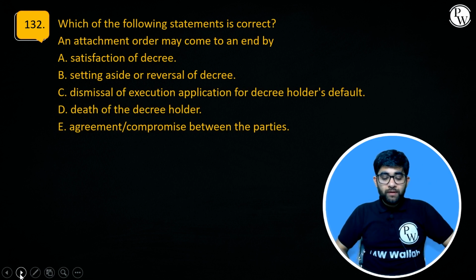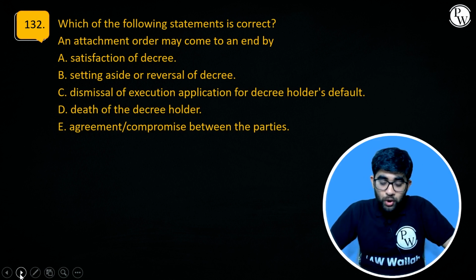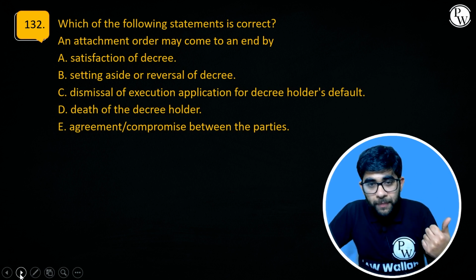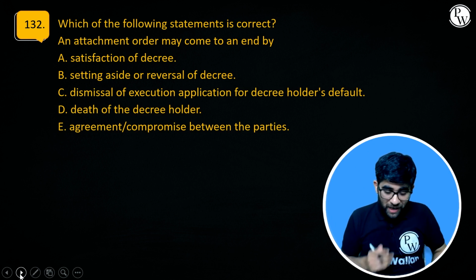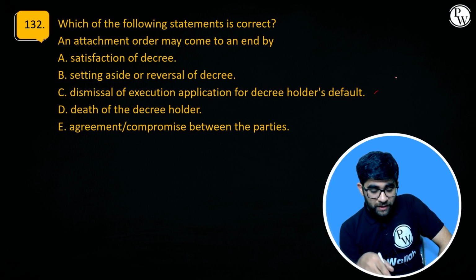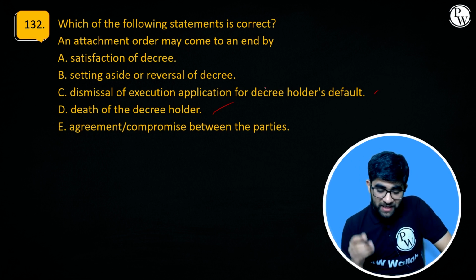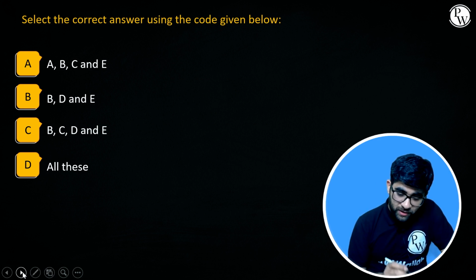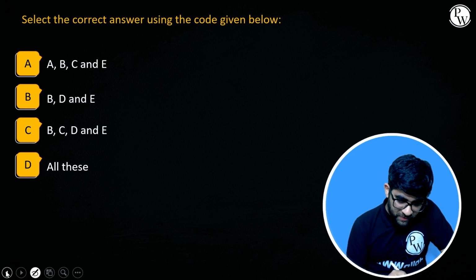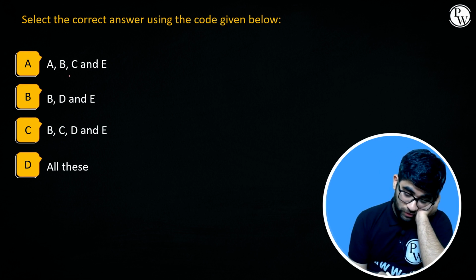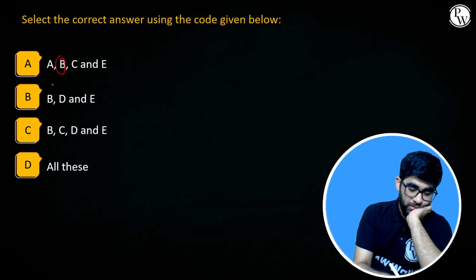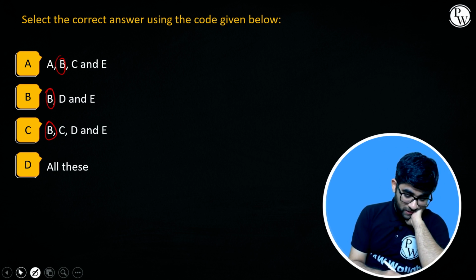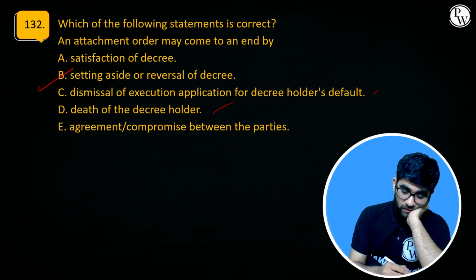Next, which of the following statements is correct? An attachment order may come to an end by satisfaction of decree, setting aside or reversal of decree, dismissal of execution application for decree holder's default, death of decree holder, agreement or compromise between the parties. The options are A, B, C, and E; B, D, and E; B, C, D, and E; all of these. So B is common, right? So B is correct.